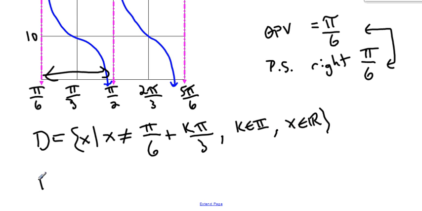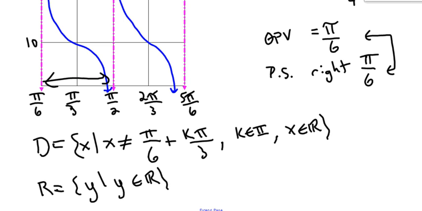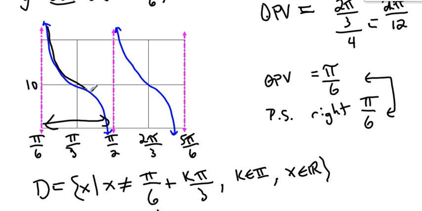And my range for cotangent, just like for tangent, all real numbers, because negative infinity, positive infinity, and every value in between will eventually be traced by this shape.